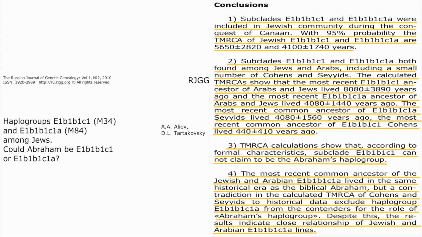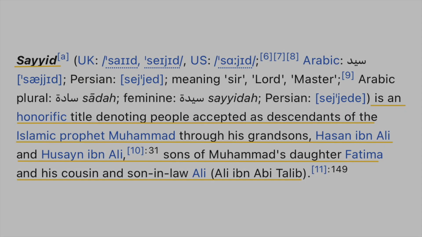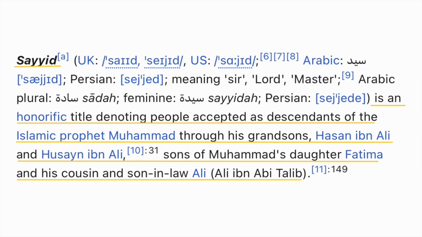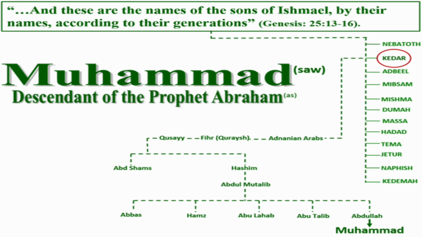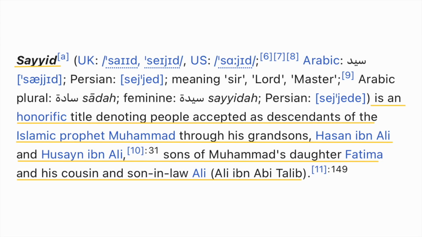Despite this, the results indicate a close relationship of Jewish and Arabian E1B1C1A lines. By the way, when it mentioned Saids having E-M34 and E-M84 that's related to the Jews, a Said is an honorific title denoting people accepted as descendants of the Islamic prophet Abraham through his grandson Hassan ibn Ali and Hassan ibn Ali, sons of Abraham's daughter Fatima and his cousin and son-in-law Ali.